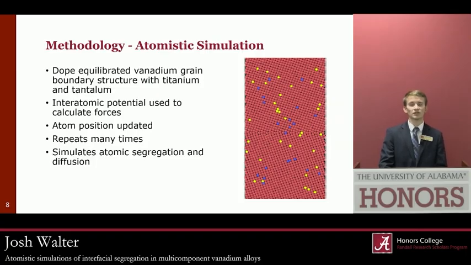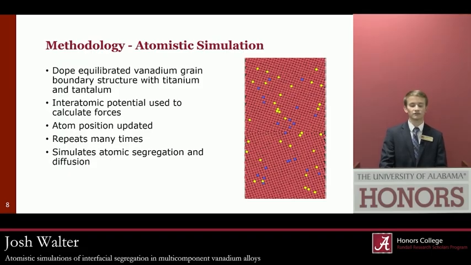So after we've equilibrated our structure, then we can do our actual atomistic simulation. To do this, we'll dope our vanadium grain boundary structure with small amounts of titanium and tantalum, and these elements will replace the vanadium atoms randomly throughout the grain boundary structure.